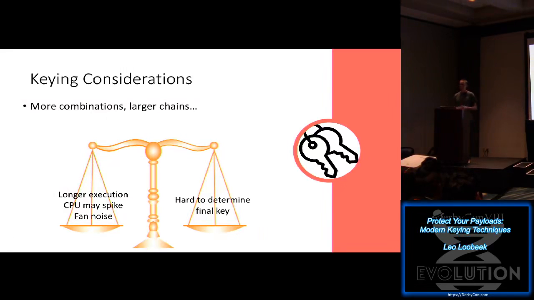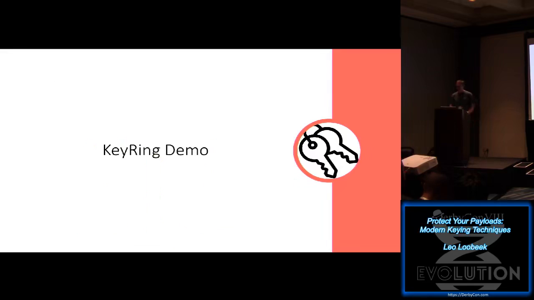And this is a good point to talk about some keying considerations. More combinations, larger chains, more possible decryption values is going to mean longer execution. The CPU may spike. They might even hear fan noise. But on the other hand, it would be harder to determine the final key because there are so many possibilities the key could be. So that's something you have to consider when you're building these payloads. Go with something you're comfortable with.